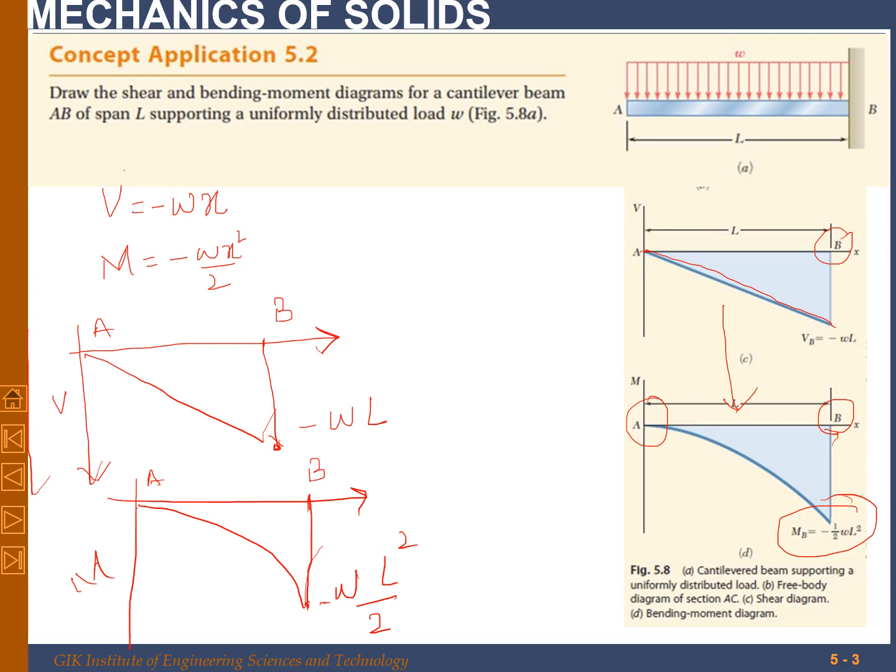Now, again, if you look at these two expressions, this is Wx and this is Wx squared. So if you compare both of them, the bending moment will always be one order higher than the shear force. So by looking at the shear force diagram, you can easily estimate how the bending moment will be.